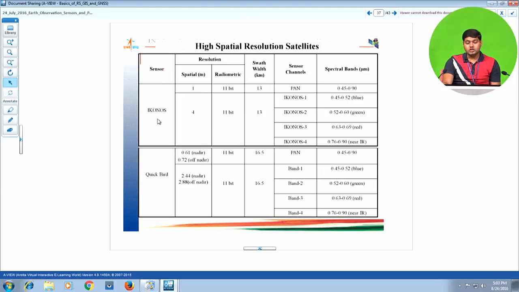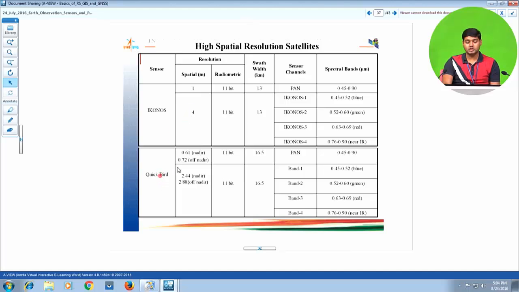Then the first commercial satellite was launched by the US, that is Ikonos, which was able to give near photograph quality of the earth's surface with 1 meter spatial resolution. So you can think of 1 meter spatial resolution we are now getting from space, with 11 bit radiometric resolution, but the swath width here is around 13 kilometer. Landsat started with 80 meter spatial resolution with 185 kilometer swath, but here it started with 1 meter and 4 meter for multispectral.